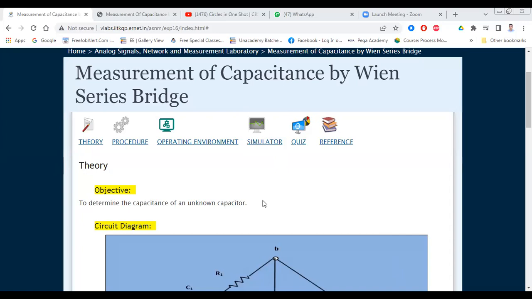Good afternoon, everyone. Today we will perform our next experiment in the measurement lab, and that is measurement of capacitance. Today we will perform the measurement of capacitance by the Wien bridge.